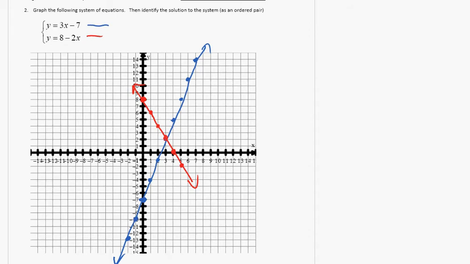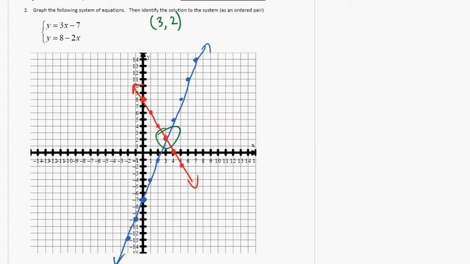So I found the solution. I can write the solution. The solution to this system of equations is that point right there, 3, 2. x is equal to 3, y is equal to 2.